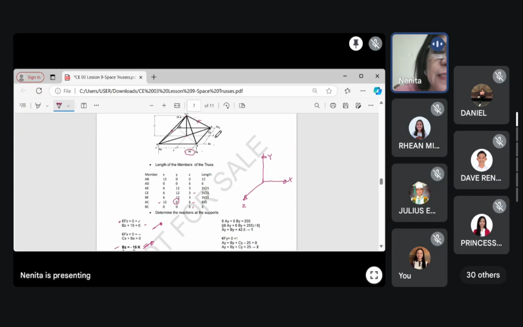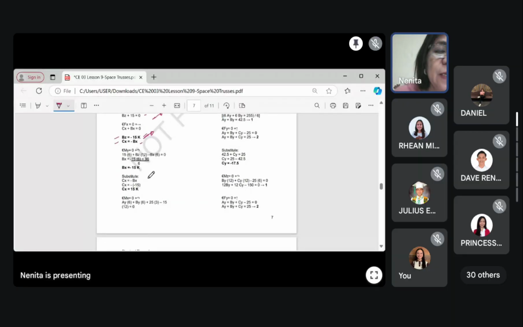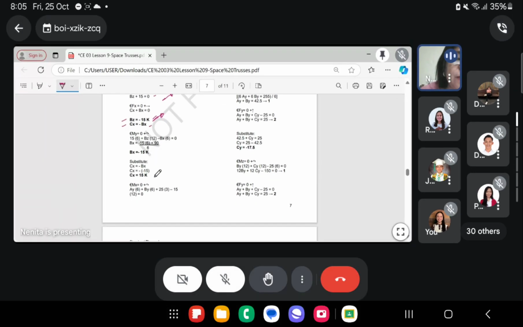Where's BX? This is BX. And where's your 6? Ano siya? This is the, take note, this is our origin, ano? This is the 12, 6. So, with this equation class, we have already the value of BX simultaneous. We can determine the value of CX because CX is equal to negative BX. If BX is negative 15, ang ating CX is negative times negative. So we have positive 15 kips.